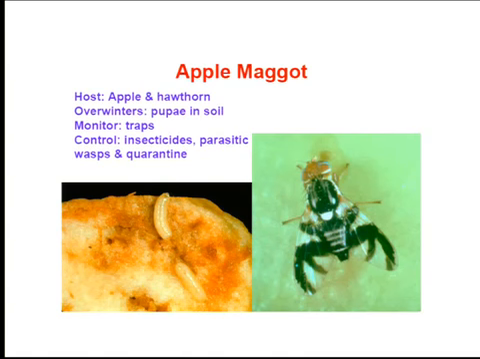For example, the maggots. This happens to be the apple maggot, but there are different maggots that attack different fruits. And well, you can see what they do. They lay eggs in the fruit, and then those maggots go inside, and therefore they're very protected. Nothing can control them. Nothing. They're inside the fruit.